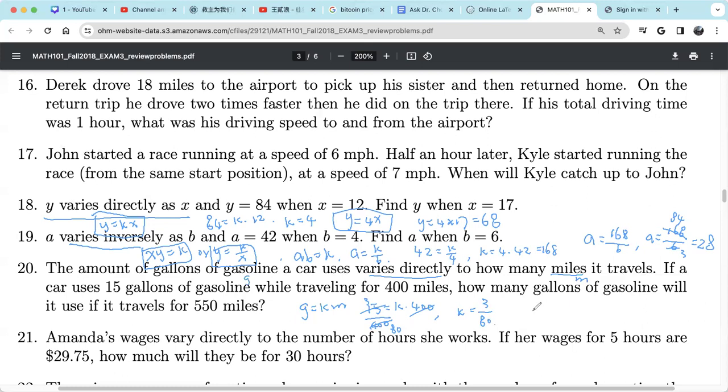Now the question is asking, how many gallons of gasoline? So we have G equals 3/80 times the miles. How many gallons of gasoline will be used when they travel 550 miles? Let's divide by 10 to get rid of these zeros. 3 times 55 is 165, divided by 8.